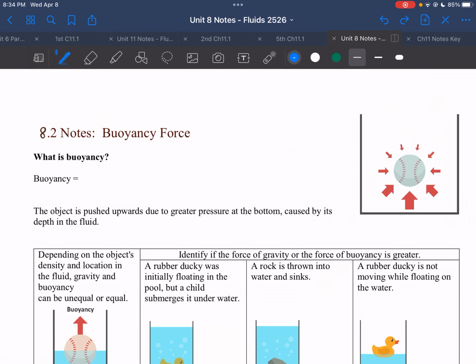Right, so now we're going to look at the buoyancy force. Now, the buoyancy force is a type of force that is due to the pressure that is happening inside of some sort of fluid. The buoyancy of an object is the net upwards force exerted on an object that is submerged in a fluid.